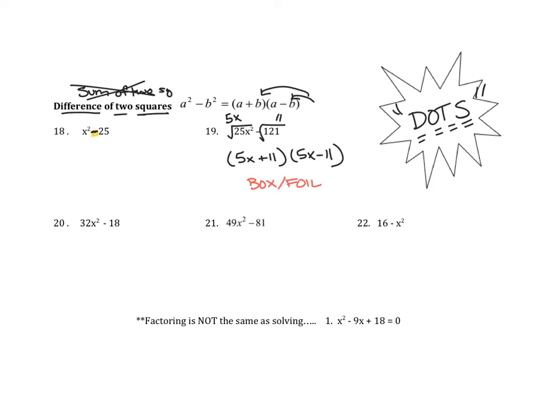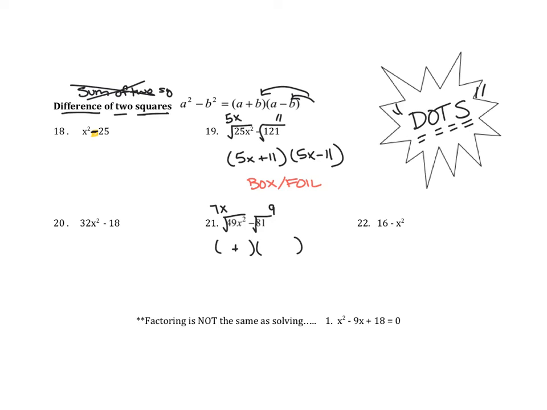Let's take a look at one more problem. Let's take a look at number 21. Again, I look at the first term and I take the square root and it's 7x. I look at the second term and I take the square root and it's 9. I'm not concerned about the negative. The negative doesn't concern me because it's part of my pattern. It's part of my formula. So I only need to think about my square roots, and then I simply put them in parentheses.